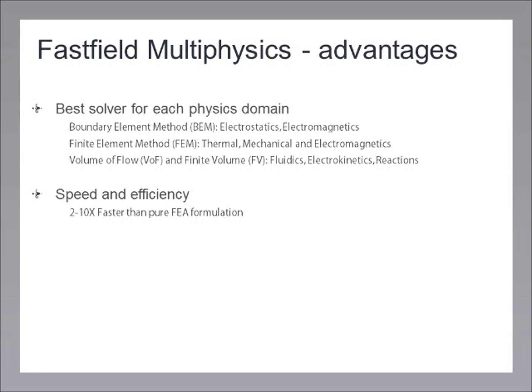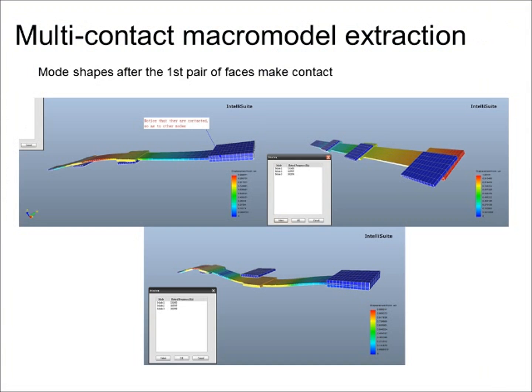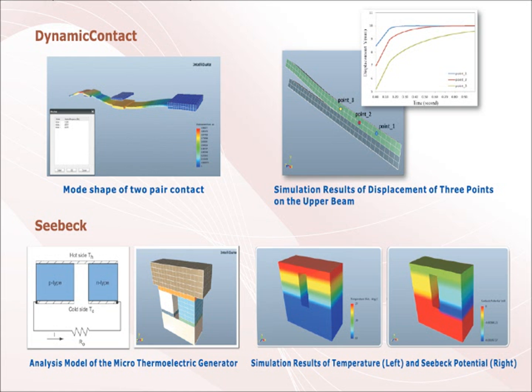So in our multiphysics tools, we try to use the best solvers for each physics domain, and then fully combine everything for more accurate results. You can also do multi-contact macro model analysis. So here you can analyze the different modes for faces that are making contact. You can also analyze the Seebeck effect results and see how it affects your structure.